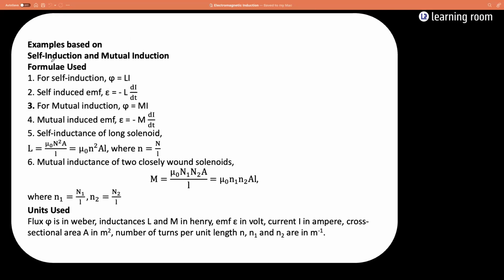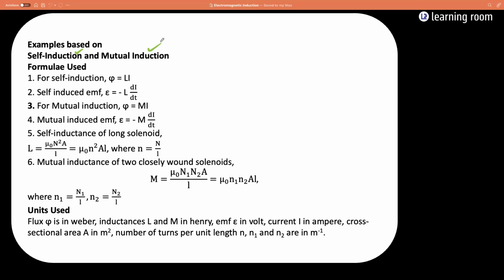Right. So what are the concepts that we saw? First, we saw the problem based on flux. Second, we saw the problem based on change of flux. Then we need to concentrate on Lenz's law. I'll come to that. Then we saw the concepts based on motional EMF. Right? Now, the next concept that we are going to see is based on self-induction and mutual induction.